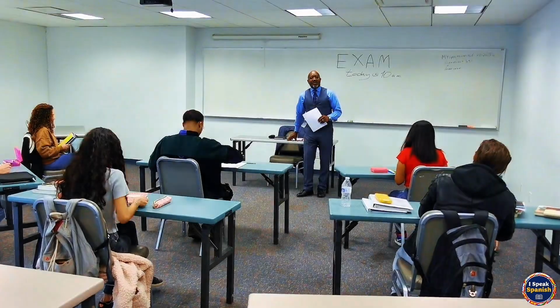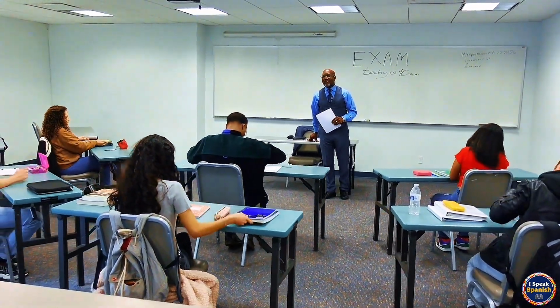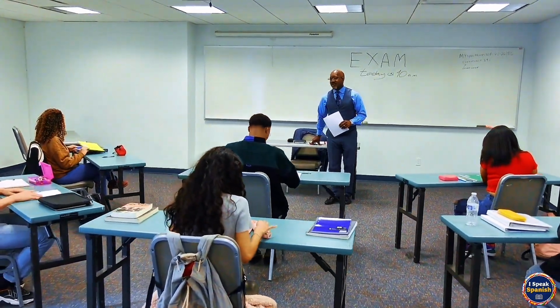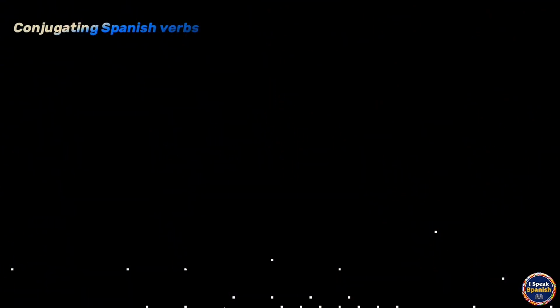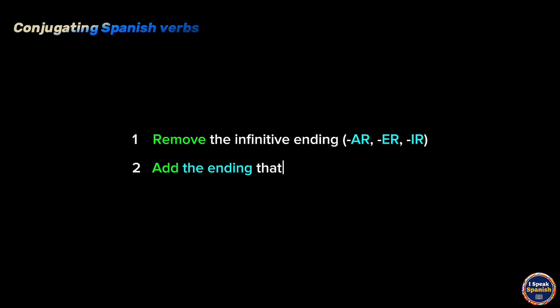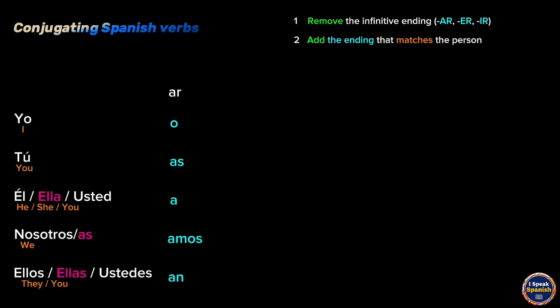Today we're mastering the present simple tense in Spanish, so let's get straight to it. Alright, my friends, to conjugate verbs in Spanish, just follow these two steps. Remove the infinitive ending, which is ar, er, and ir, and add the ending that matches the person. Alright? Let's start with the ar verb endings.